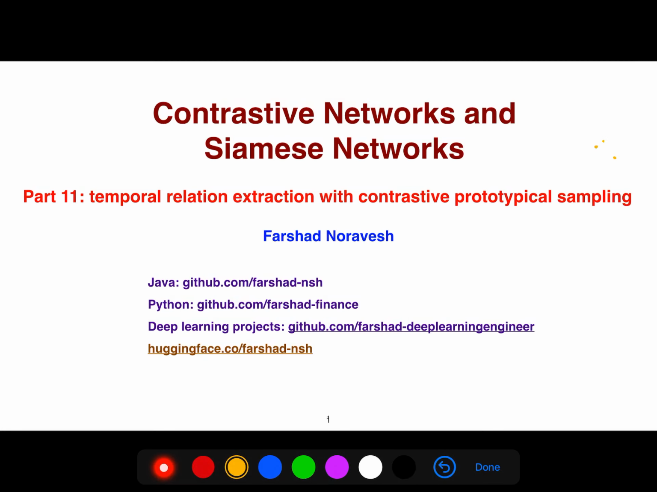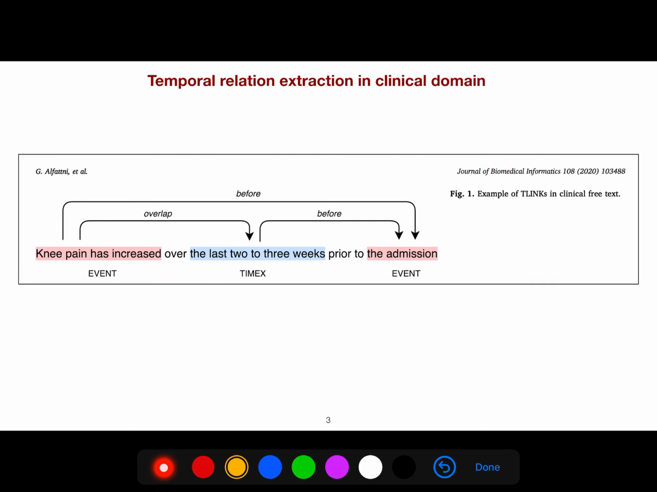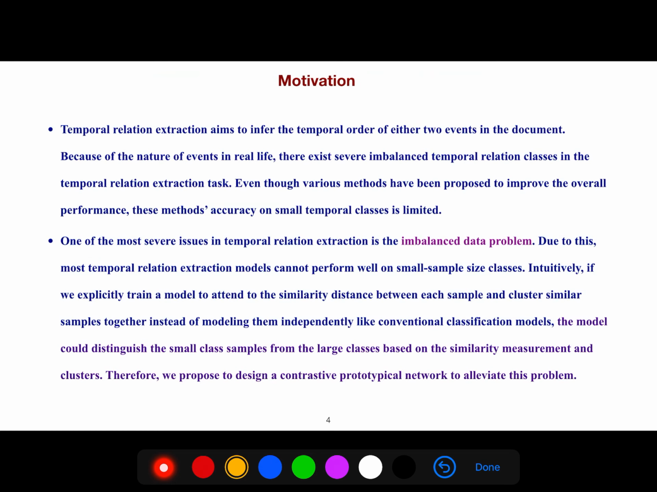In this lecture, I'm going to be talking about another approach for contrastive networks, which is called contrastive prototype sampling. And we are doing the task of relation extraction, but this time we are talking about a temporal approach for relation extraction. So this is an example of temporal relation extraction. Temporal relation extraction aims to infer the temporal order of two events in the document.